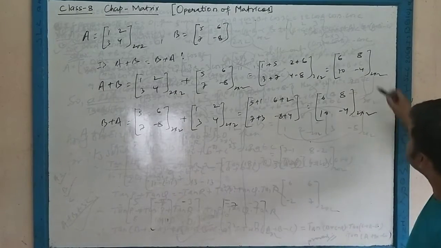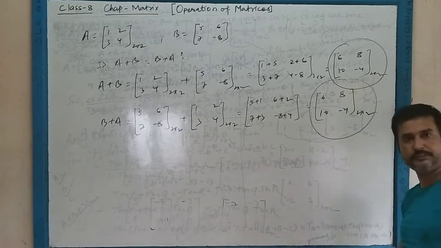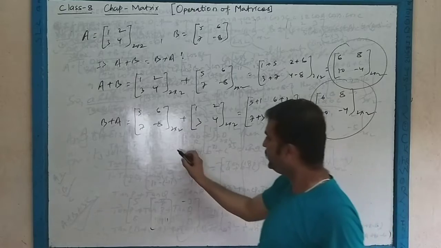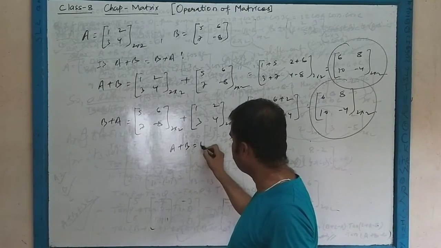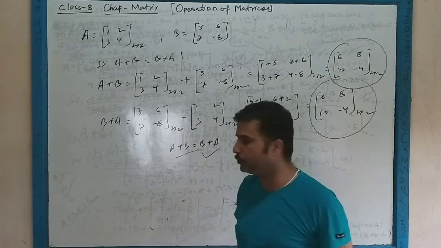The result is same. This and this, the result is same. That means A plus B is equals to B plus A. This property of matrix, commutative property, is true.